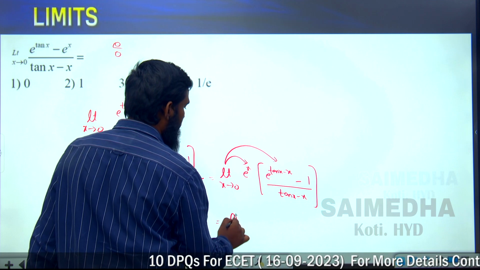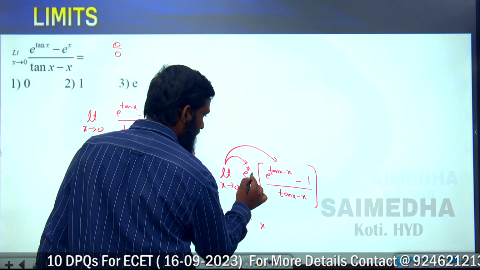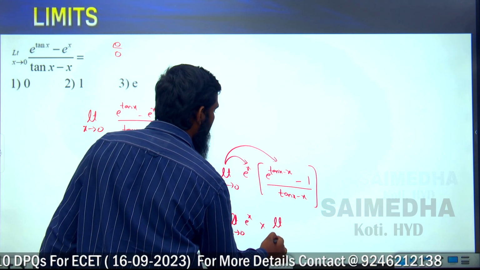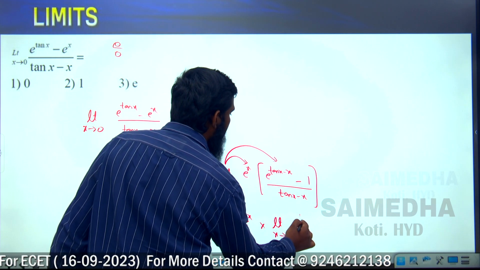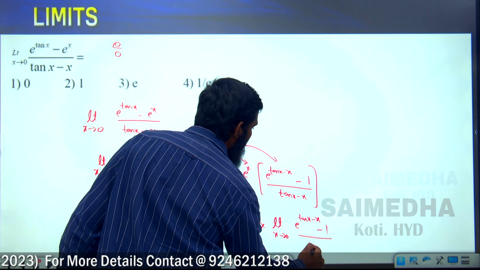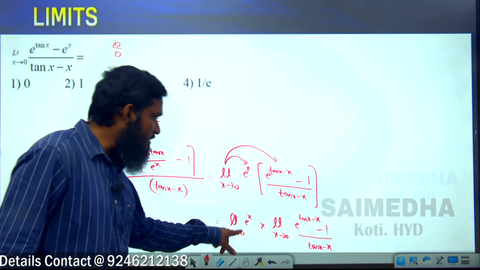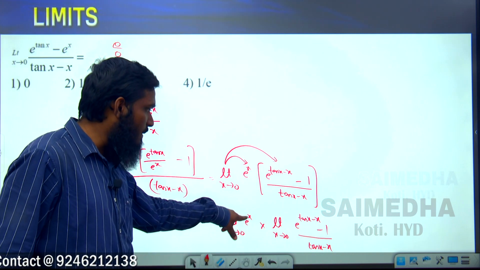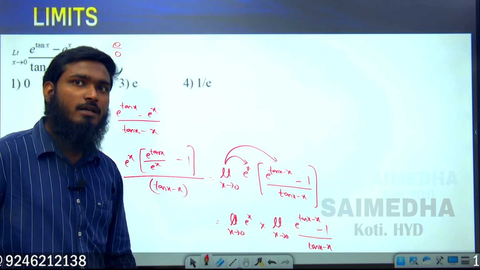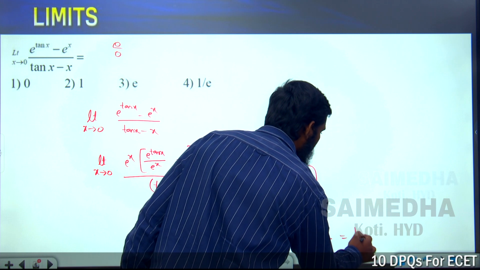Okay, so limit x tends to 0, e power x we have taken, then again we are applying the limit x tends to 0, (e power tan x minus 1) divided by (tan x minus x). Okay, this part we have taken. Now listen carefully. X value is 0. X value is 0 means e power 0 will become what? 1. E power 0 means what? 1. Okay, so this part we are getting as 1 over here, 1 into.